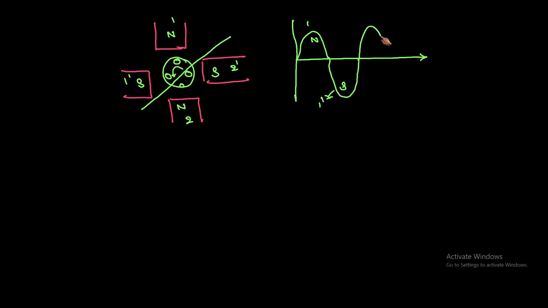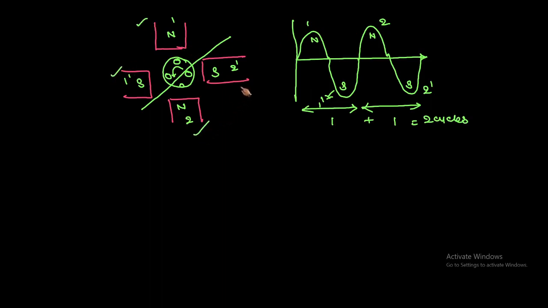Next cycle is the north pole. Under the north pole we are having once again 2, which has the maximum. Next, under the south pole we are having the negative maximum, that is 2 dash. So how many poles does it have to cover? This is one cycle, and next is another cycle. So 1 plus 1, how many cycles are covered? 2 cycles. For production of 2 cycles, how many poles does it have to cover? 1, 1 dash, 2 and 2 dash. That means 4 poles have to be covered.